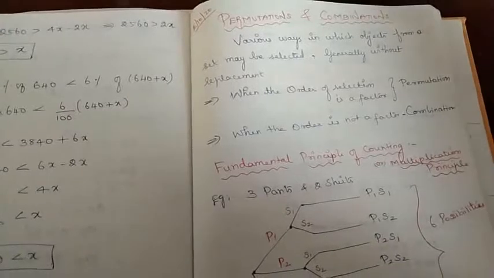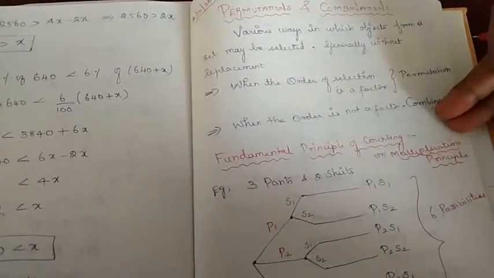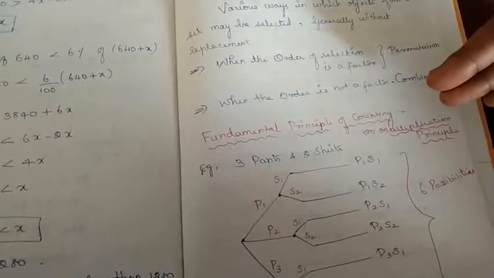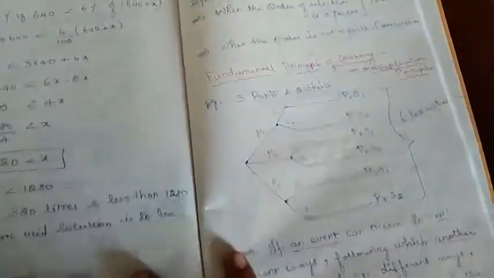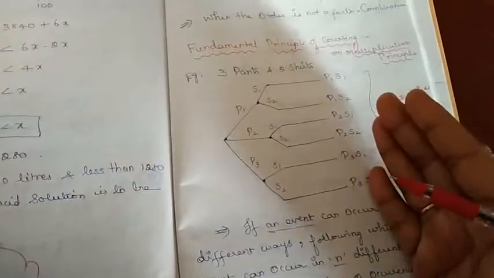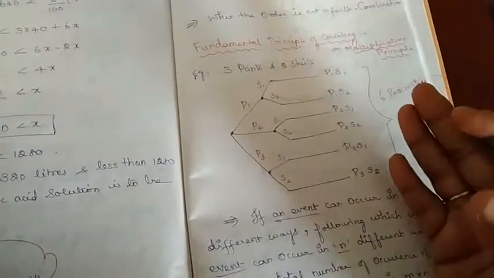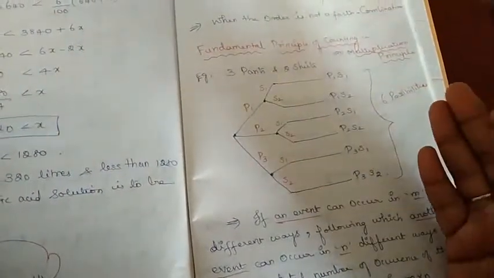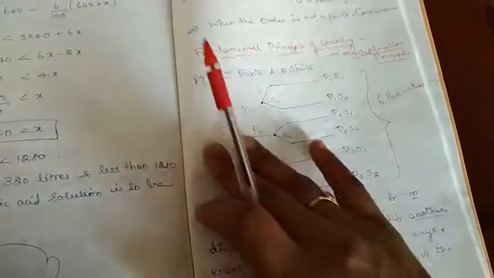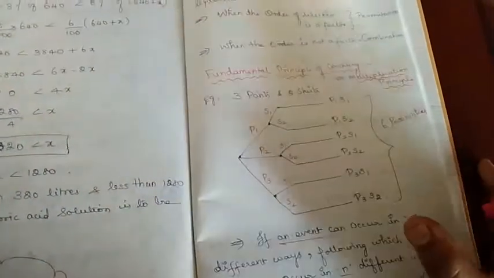So before we get into permutations and combinations, first let us see what is the fundamental principle of counting, or multiplication principle. What is the multiplication principle? If two events have to occur simultaneously, how will you compute the total number of events? Suppose you have 3 pants and 2 shirts, in how many combinations can you wear them?